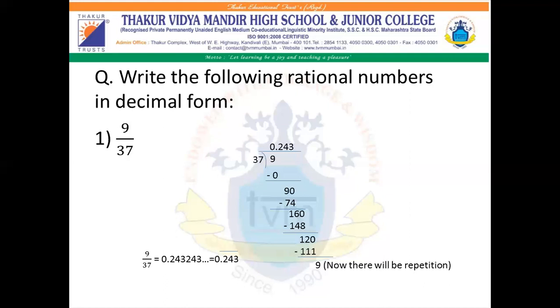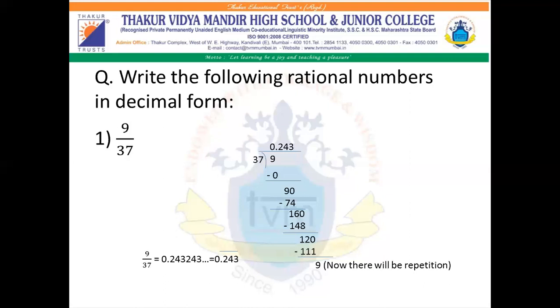In the number 90, 37 is going 2 times. So the product of 37 and 2 is 74. We have to write 74 below the number 90. 90 minus 74 is equal to 16. In 16, 37 is not going. So put 0 after the number 16. In 160, 37 is going 4 times.